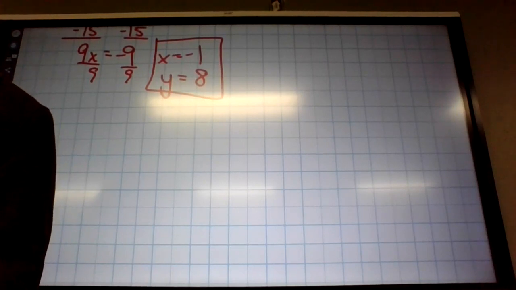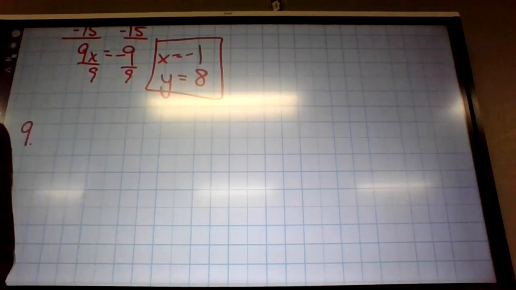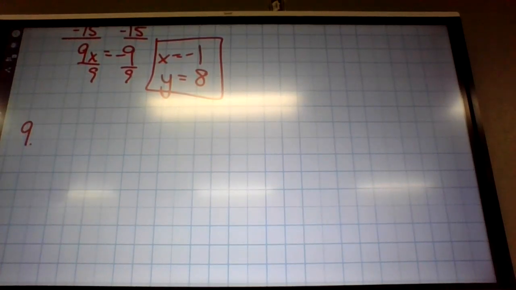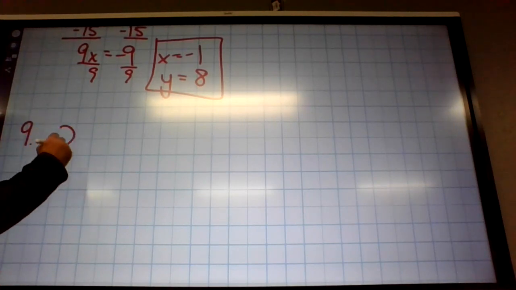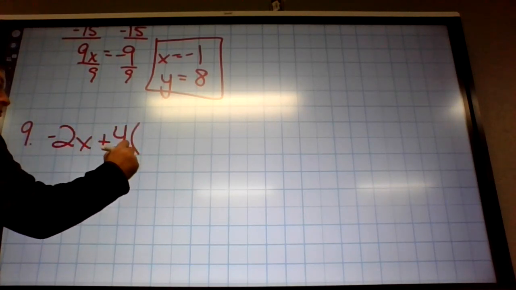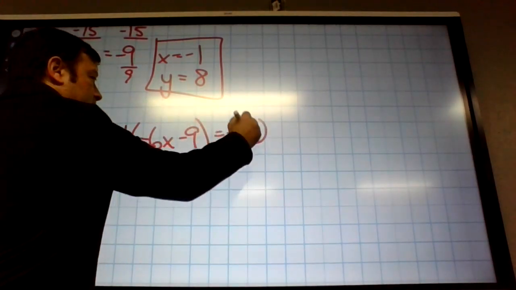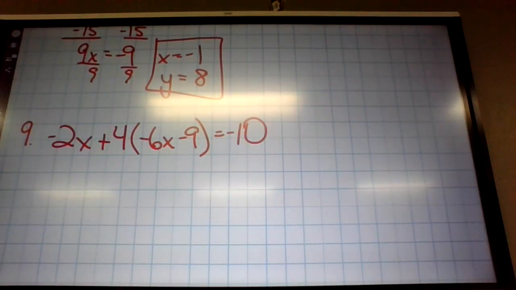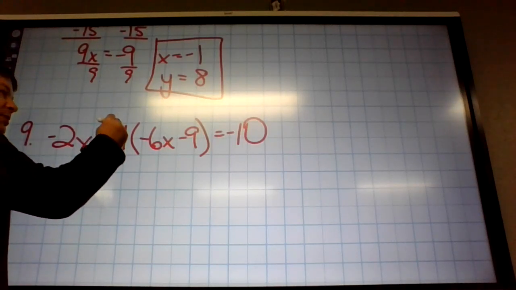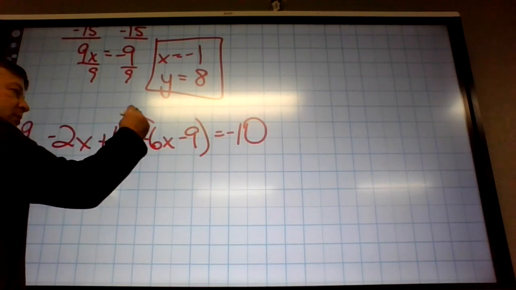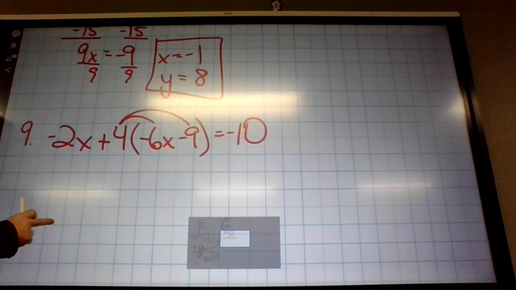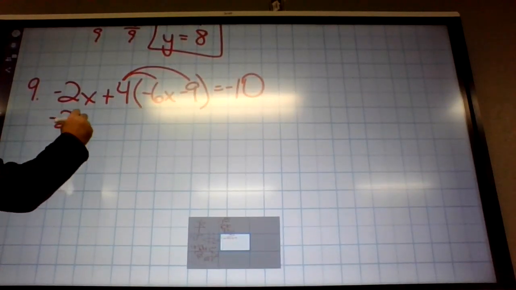Alright, James, on 9, if you substitute, do you plug in the negative 6x minus 9 for the y? Yeah, so what would that top line become? Negative 2x plus 4 parentheses negative 6x minus 9 equals negative 2. So just replace the y in the top equation with negative 6x minus 9. Use parentheses, because if we're doing 4 times y, then we need to do 4 times all of that. So distributive property.